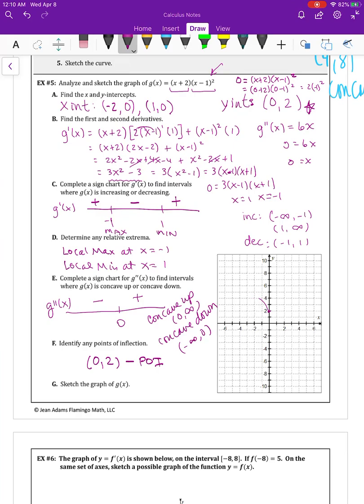This eraser does not like me. So let's try this again. Sorry guys, I hope that you are having a better time on your own paper than I am.